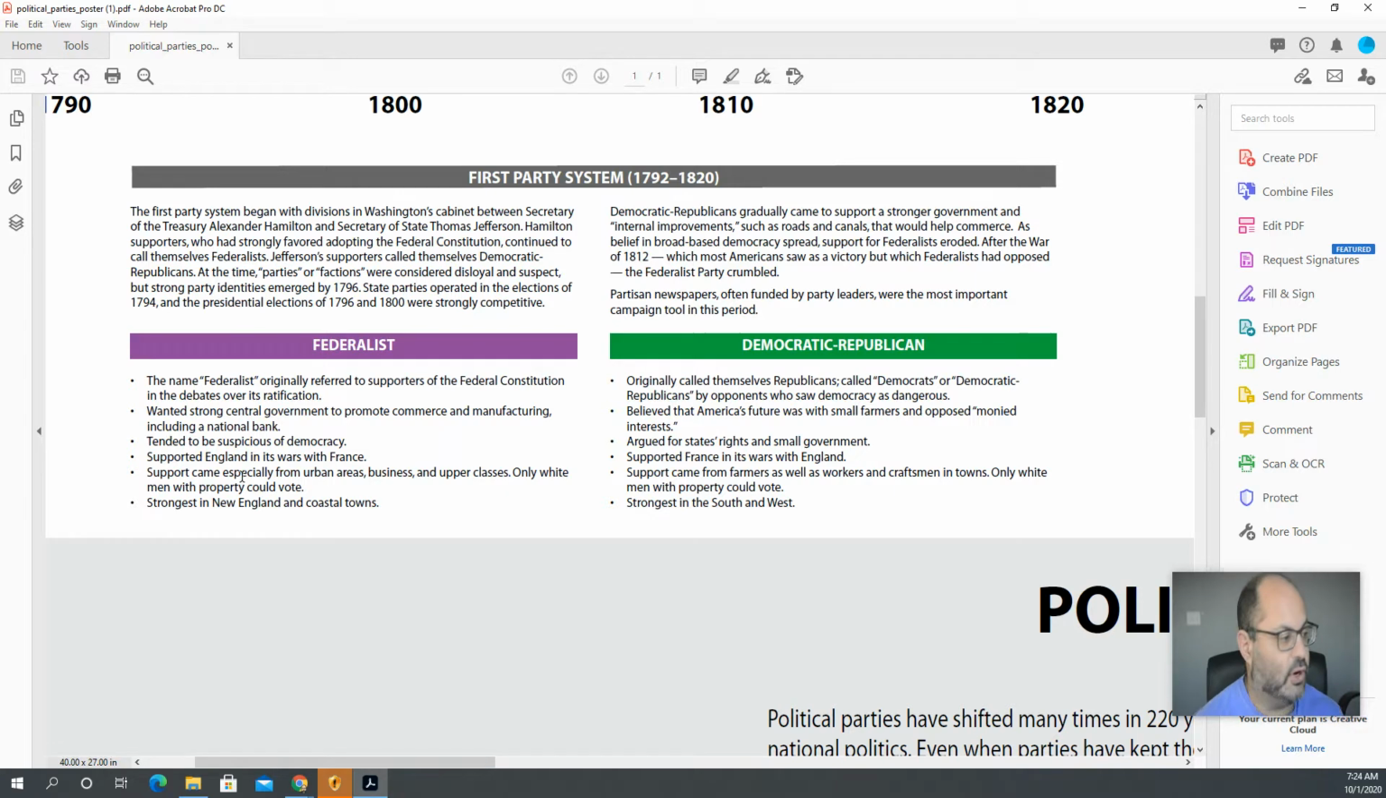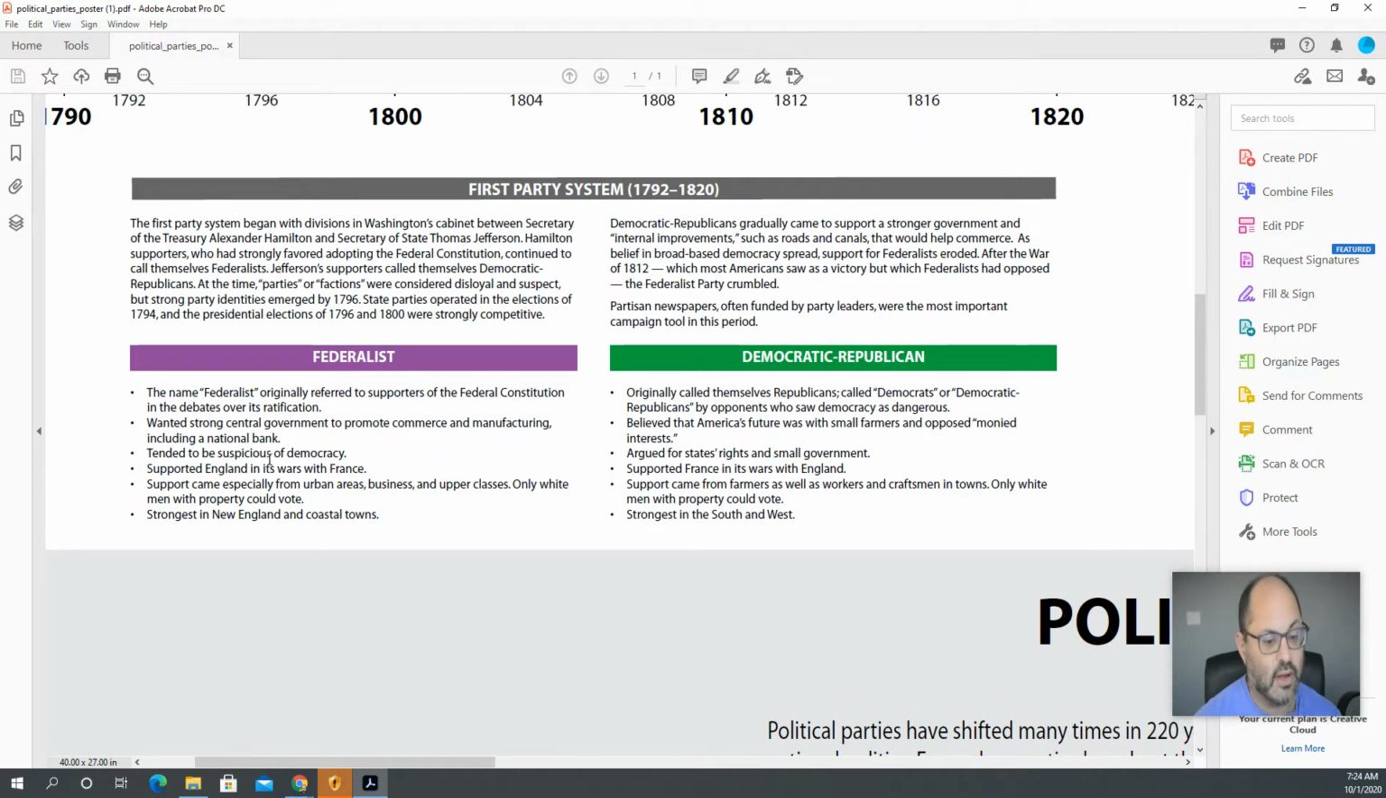They supported England over France, and they became more interested in urban areas, business areas, the upper class, the bankers, and were strongest in the coastal areas of the United States and New England in particular.